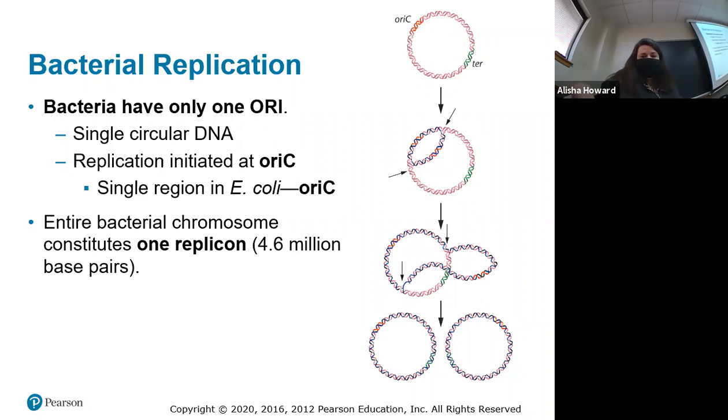And then it's bidirectional. This is the bubble that opened up. If you look, this was the ori. So it's going to open up right there, and it's going to start replicating. This is one replication fork, and that's the other. And so it makes this bubble that extends out.